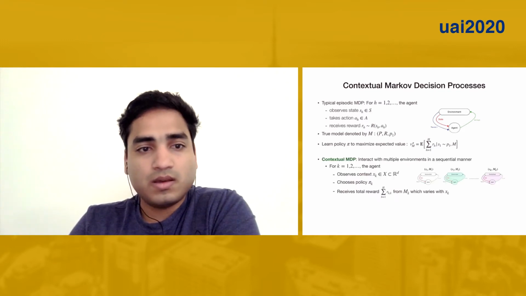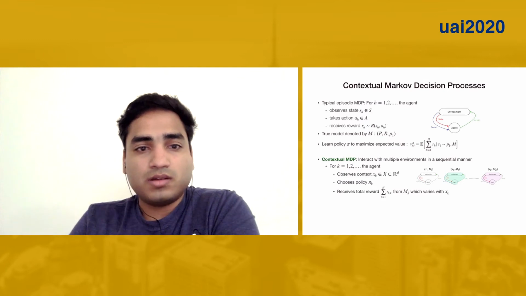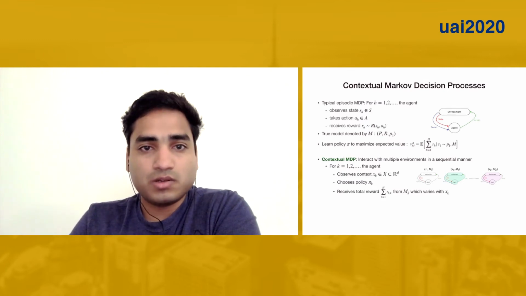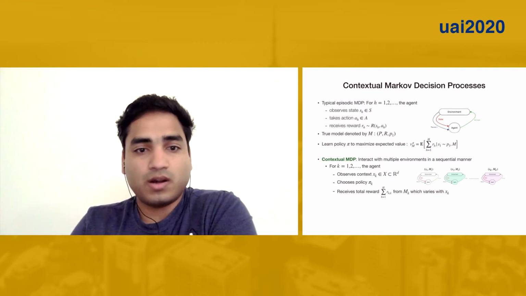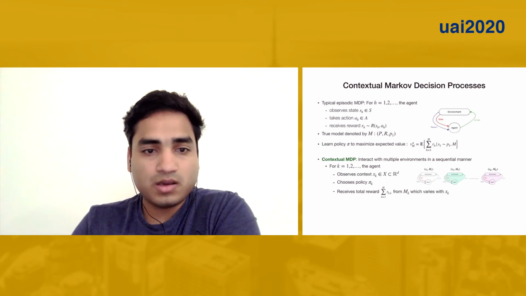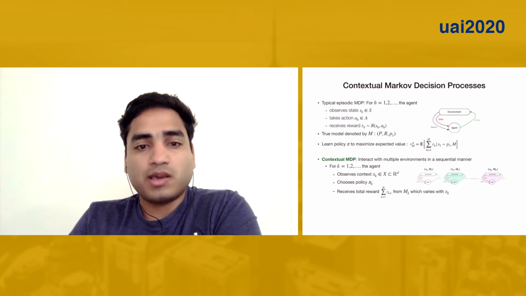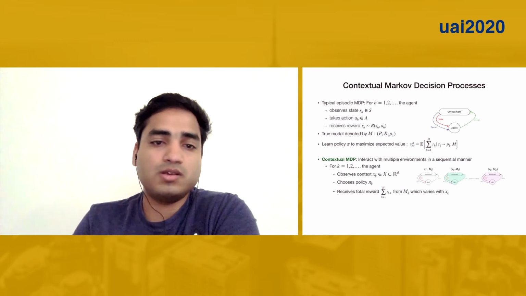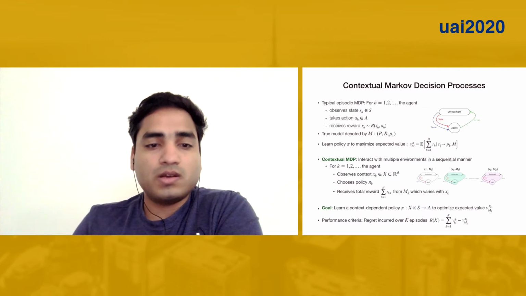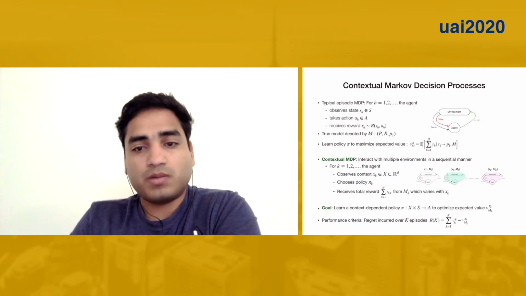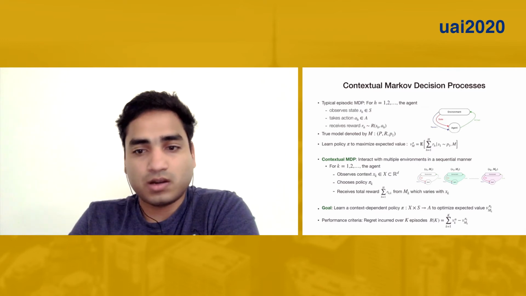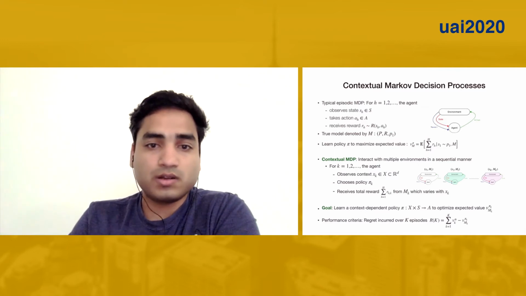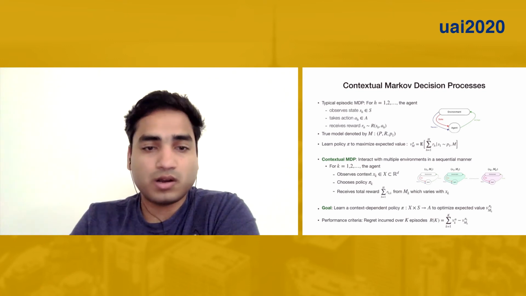In contrast, in a contextual MDP, the agent interacts with multiple environments in a sequential fashion. Precisely, at the beginning of each episode, the agent observes a context x_k, which belongs in R^d, and now the agent chooses a policy pi_k, which depends on the context. And then it receives a total reward for the H steps from the MDP M_k, which can now vary with these contexts. Now, the goal here is to learn a context-dependent policy so as to optimize the expected value over any sequence of contexts that you can get. So we are looking into an adversarial scenario where the context can vary arbitrarily.